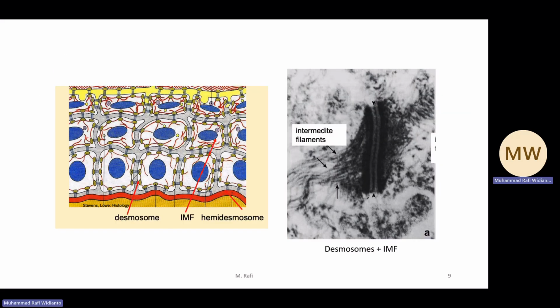Here's just another schema. We can see how the IMF is playing a part in the hemidesmosomes over here and the desmosomes over here, which basically is a cohesion between adjacent cells. And here's just another view under the electron microscope.